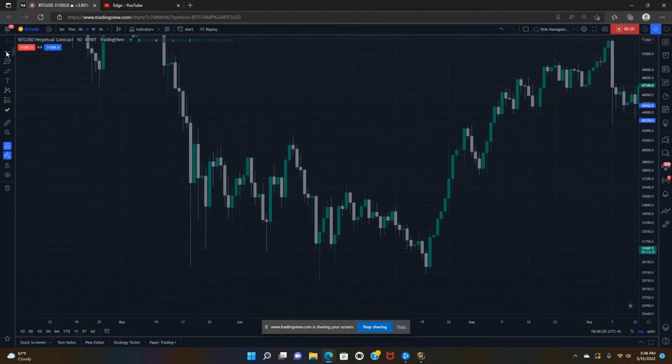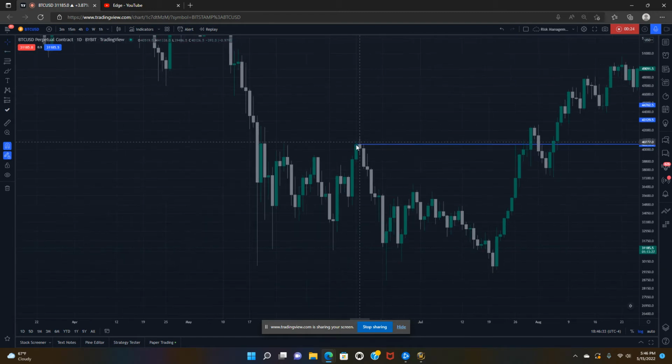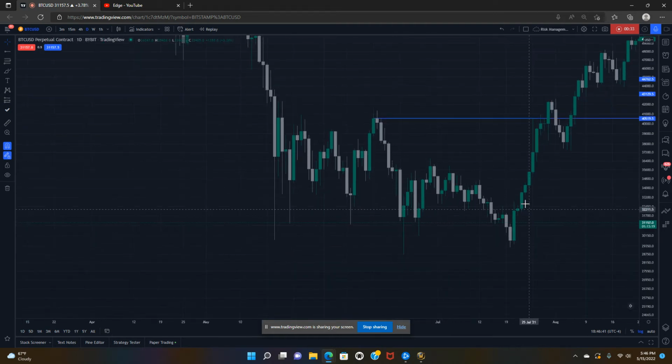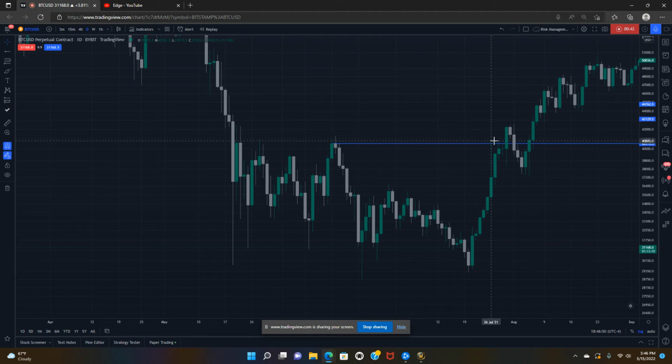Right now, I'm looking at the summer consolidation on Bitcoin from 2021. Maybe you identified this level right here, this area you want to trade into, that 4,500 level. And then price runs up. And this is a really good indication that when price moves this impulsively into your level, that's a really good sign. You want to take that type of trade.